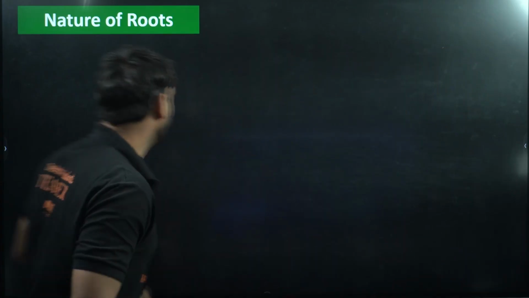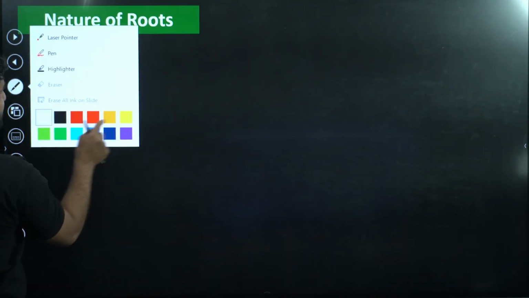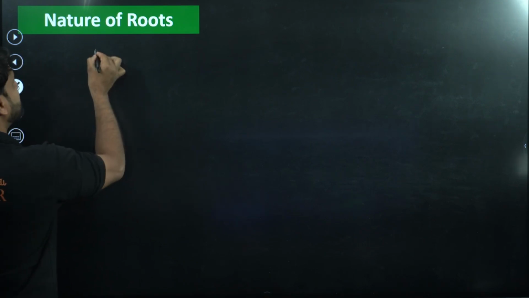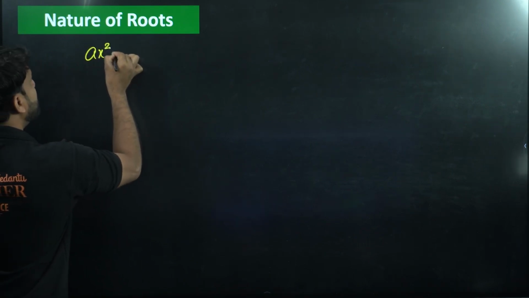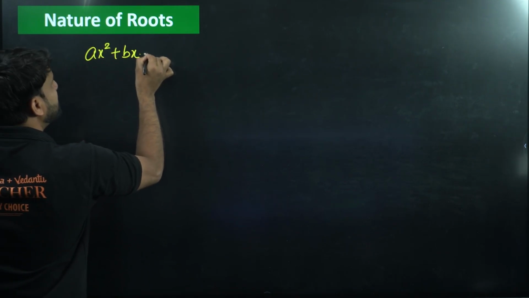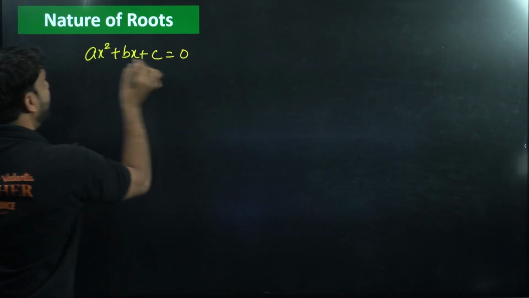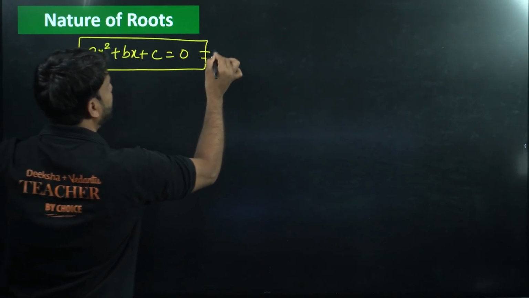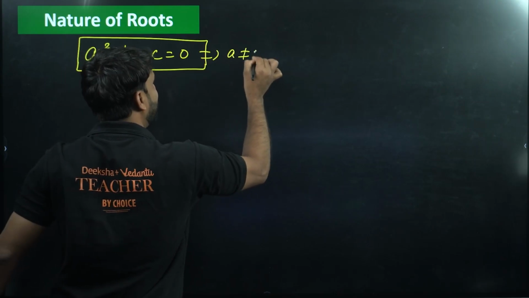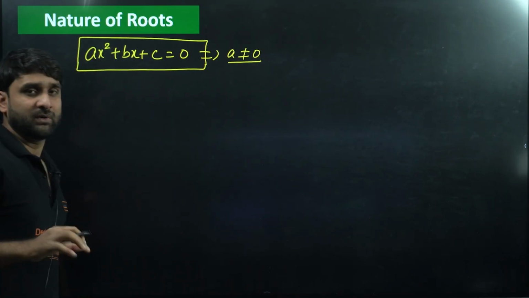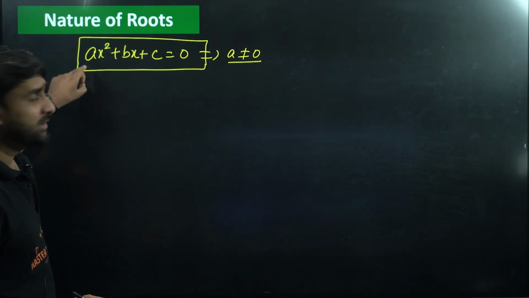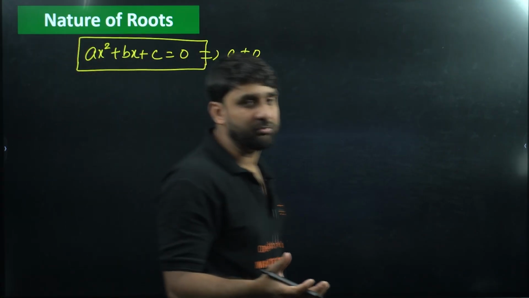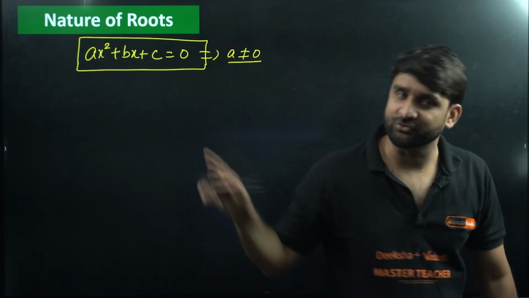So to understand the nature of roots, we need the general format of a quadratic equation. We all know the general format of a quadratic equation is ax square plus bx plus c is equal to 0, and there is one more condition: a can't be equal to 0. If a were 0, the x square would vanish, and this equation would become a linear equation, which is not possible. We are talking about quadratic equations, so a can't be 0.